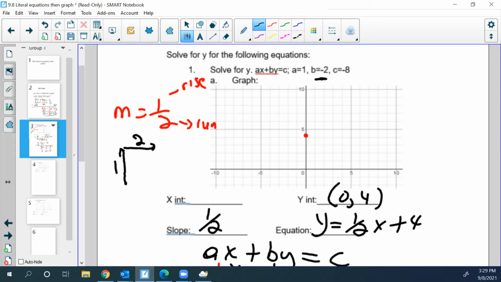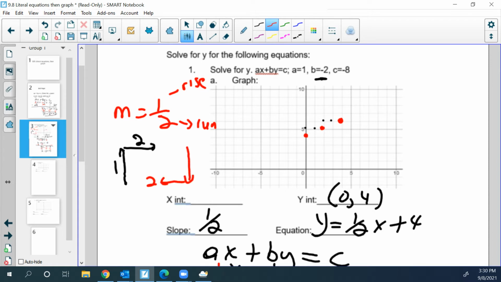All right, so let's do that. I'm going to go up 1, to the right 2. Up 1, to the right 2. If you notice now, I'm going away from the x-axis. I want to find my x-intercept. So what I'm going to do is go in reverse. Instead of going up 1, I'm going down 1 this time and to the left 2.